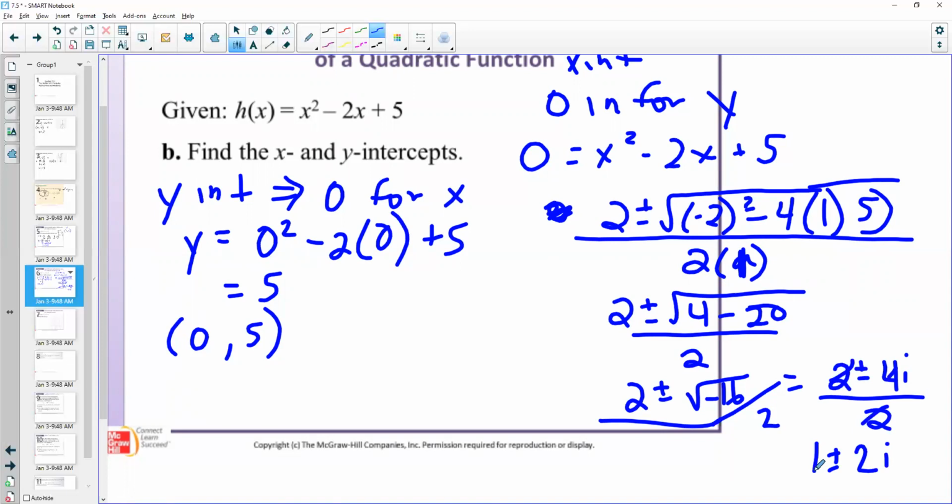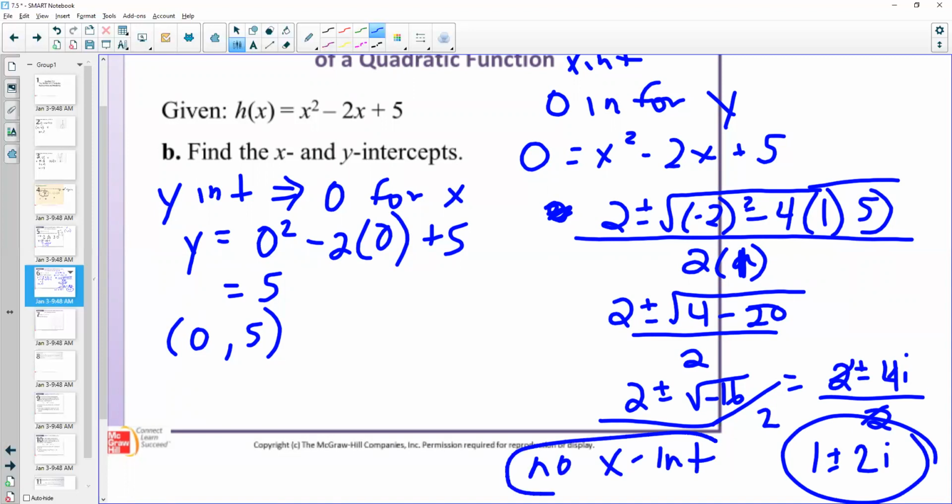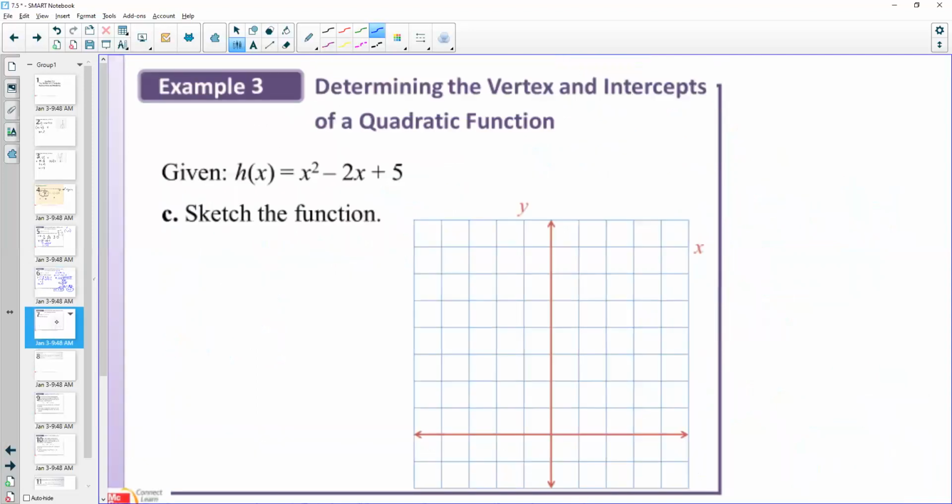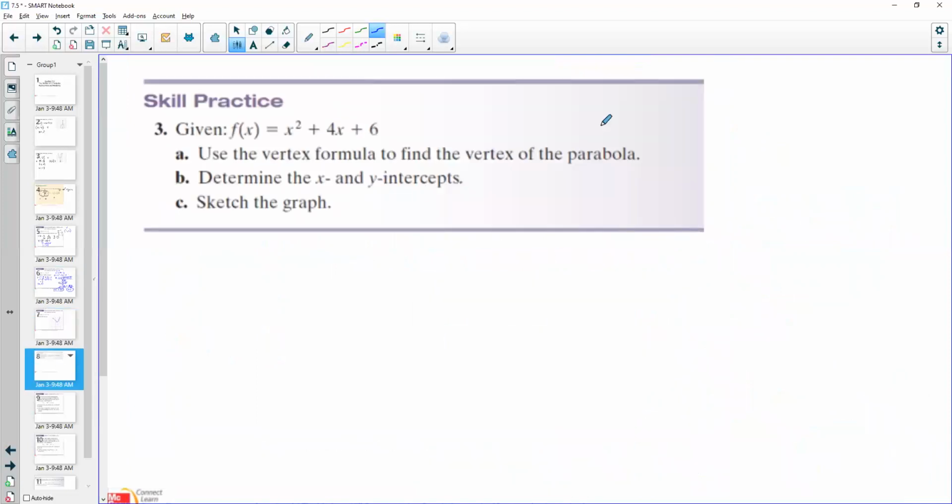So here's the problem. There are no imaginary things on a graph, right? So if I get to this point for the x-intercepts and I get an imaginary number, there are no x-intercepts, because x-intercepts have to be real. They can't be imaginary. So that's something to know. So now I know something about my graph. I know the vertex is at 1, 4. I know it crosses the y-axis at 0, 5. It goes like this. And now I can graph my parabola. Ta-da!